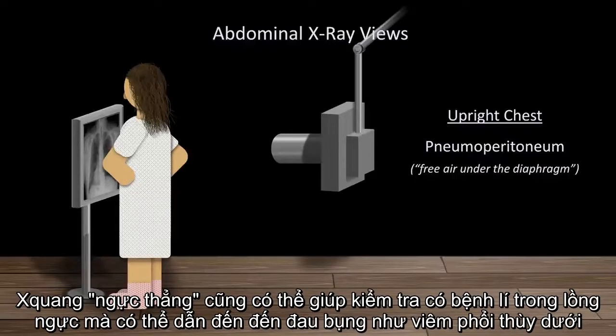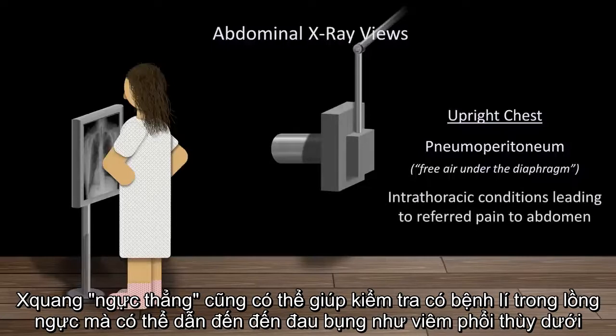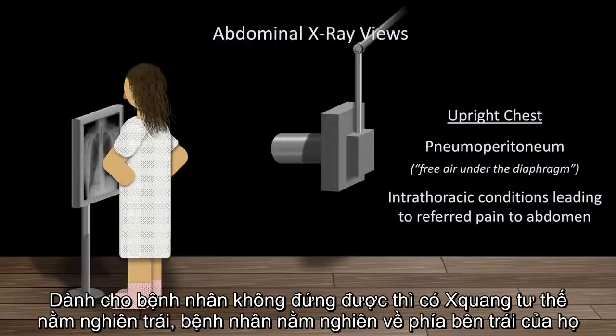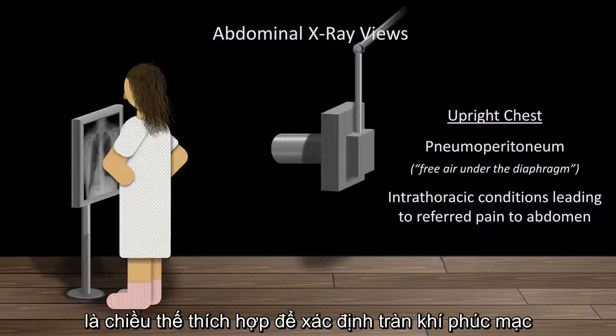A chest film will also help to assess for intrathoracic conditions, which could lead to referred pain to the abdomen, such as a lower lobe pneumonia. For patients who are unable to stand, a left lateral decubitus film, in which a patient is lying down on their left side, is the preferred view to identify pneumoperitoneum.